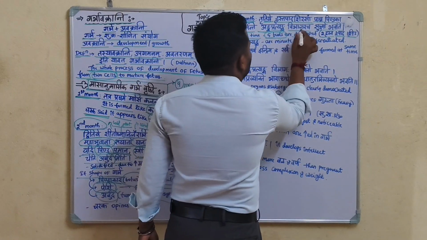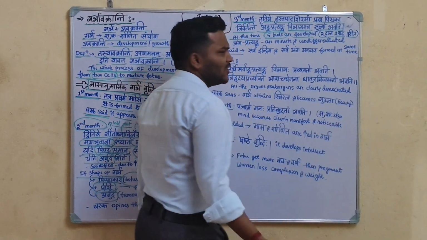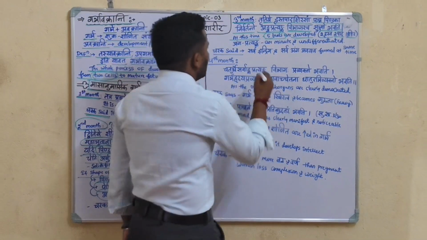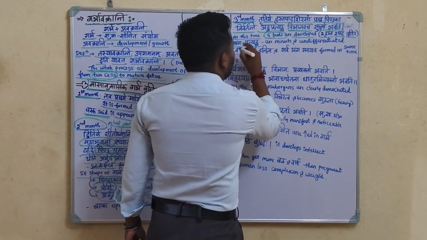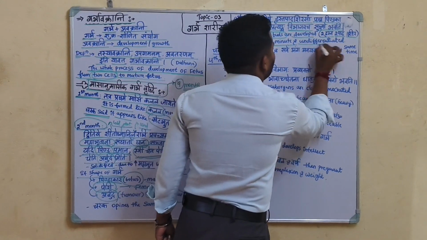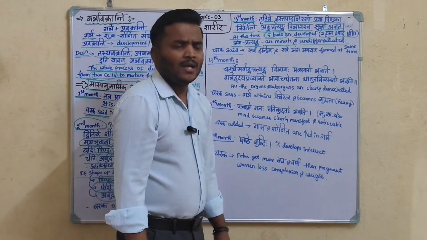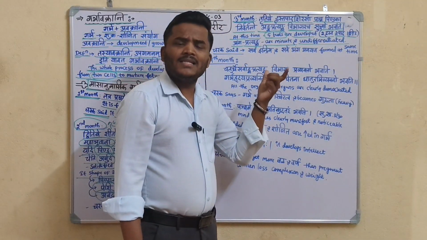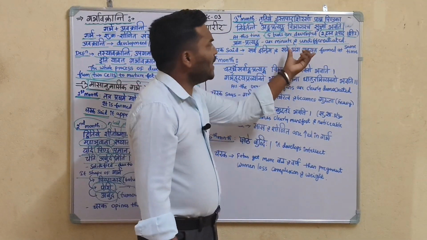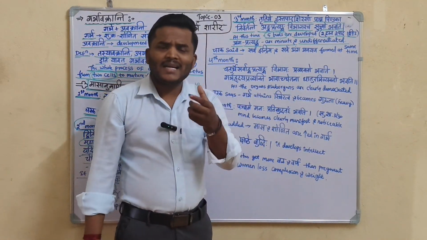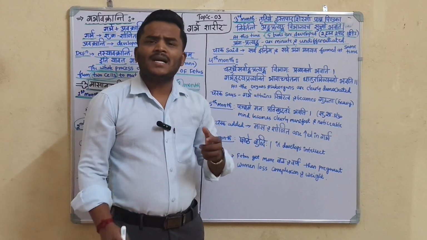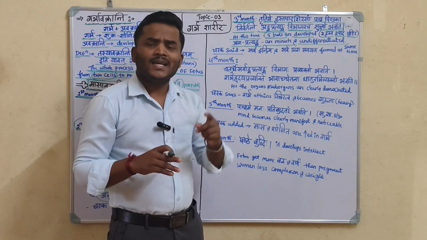Anga pratyanga vibhagashcha sukshmo bhavati. Sukshma means minute. Anga and pratyanga are minute and undifferentiated, meaning the organs and sub organs of the fetus are undifferentiated in the third month.